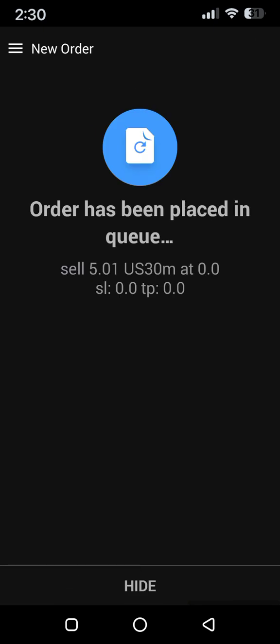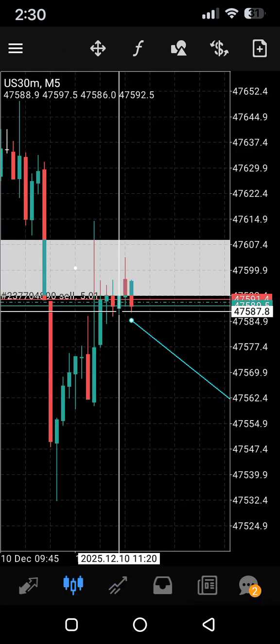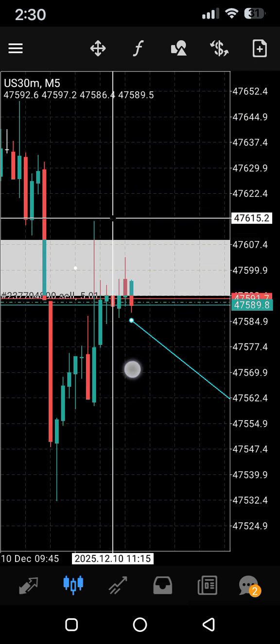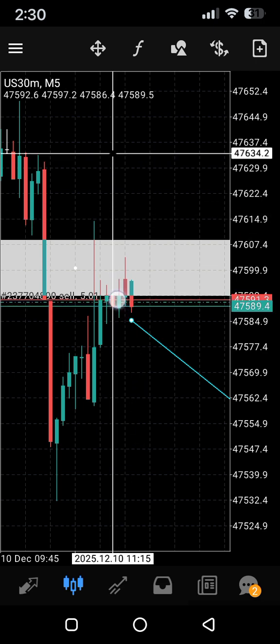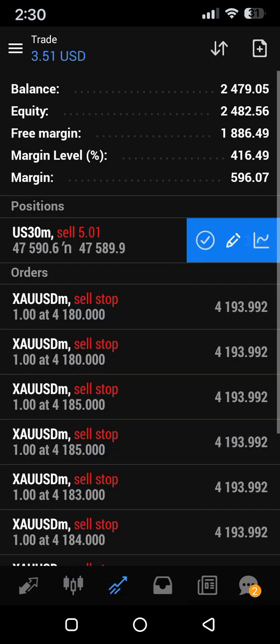I'll sell. Let's say it will be 5. And then the stop loss for this one, I'm going to put it at the next level of support, which was above there. So if price comes and takes out that level of support, I'll gladly be out of the market. So it will be at 47631.